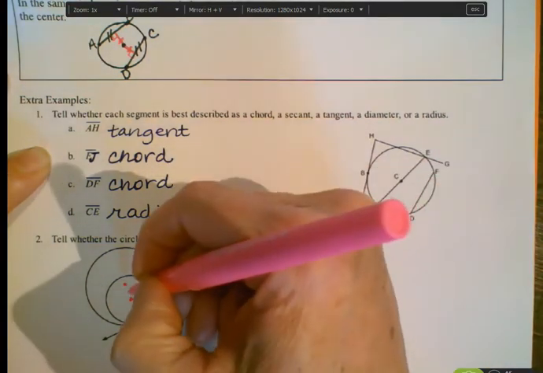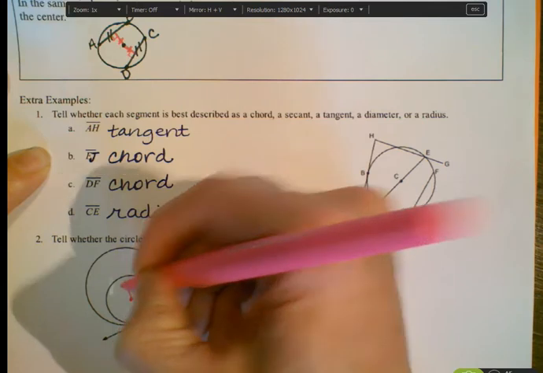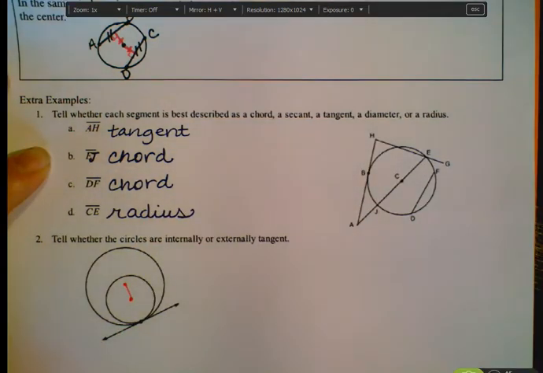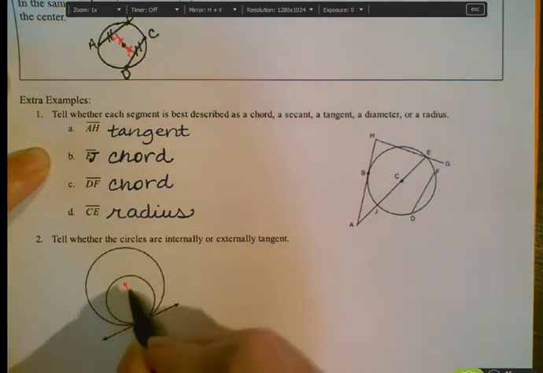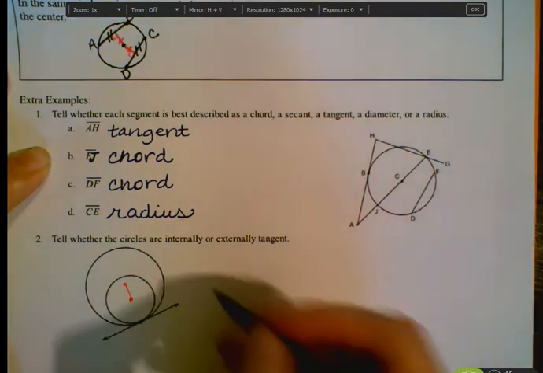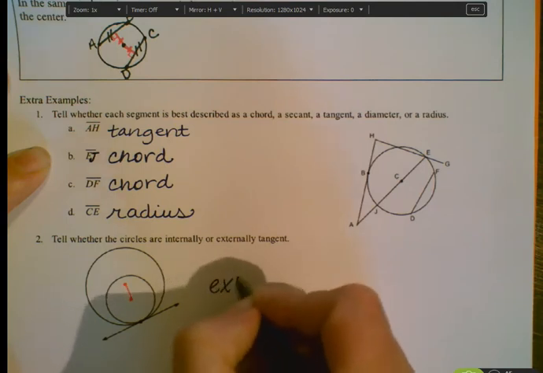Okay, so if I were to draw the segment connecting these 2 centers, remember an internal tangent intersects that segment, whereas an external tangent does not intersect that segment. So in this case, our tangent line down here that's intersecting both the circles at 1 point is not intersecting that segment, which makes it an external tangent.